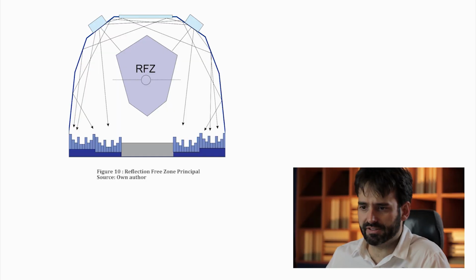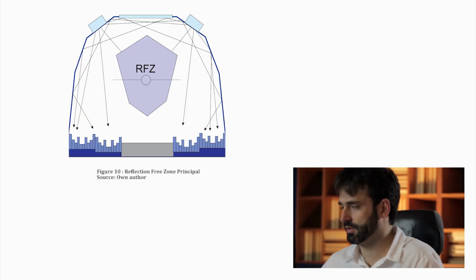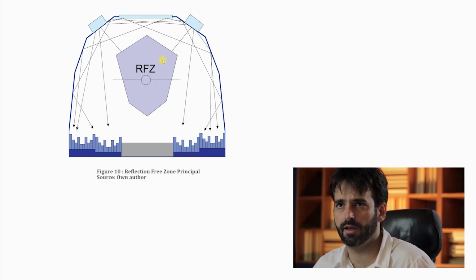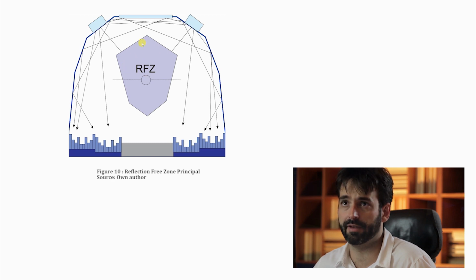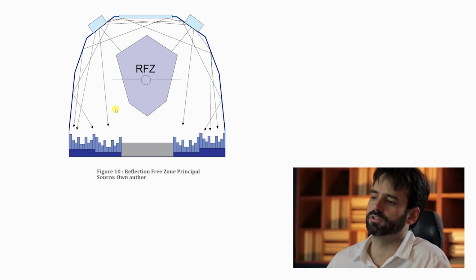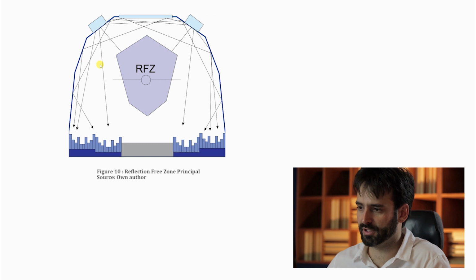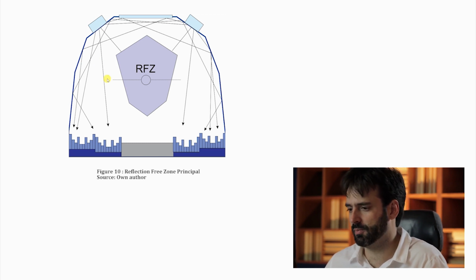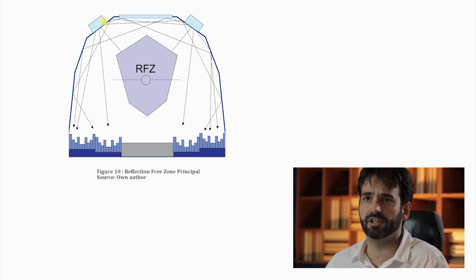All right, so we can see here a picture of an RFZ. This is an RFZ zone, okay? A reflection-free zone where the engineer works, the mix engineer, producer, whatever, or mastering engineer. And here we have diffusers, okay? So you can see in this picture an example of the RFZ principle.